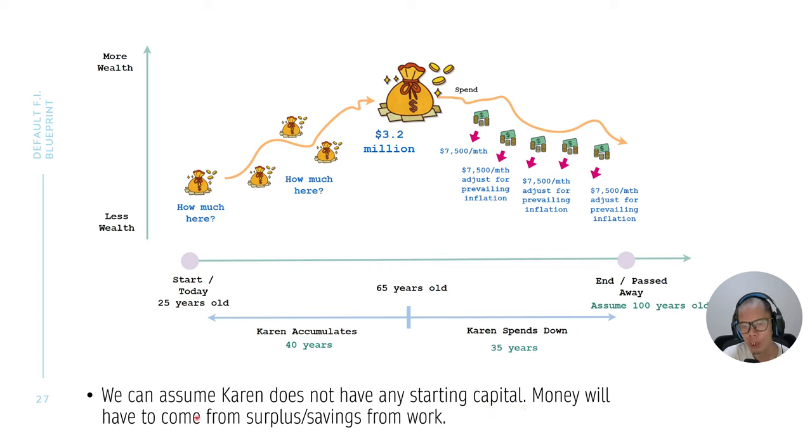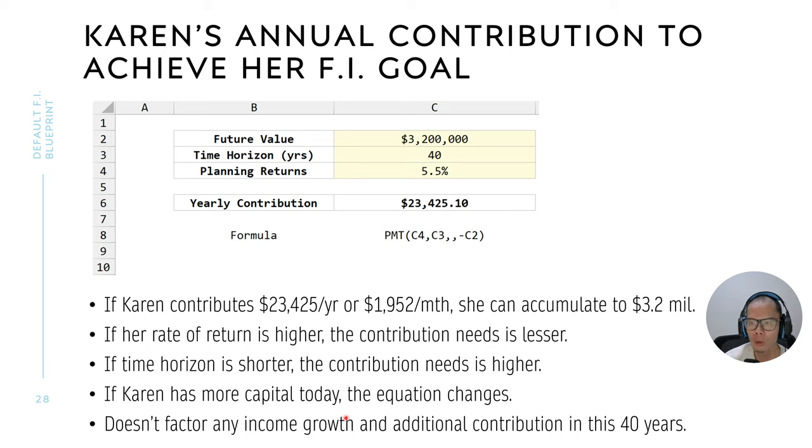Okay, money will have to come from the surplus or savings from work, which is her after-CPF income minus the expenses, and that's the difference. That's the savings. Okay, so if this is Excel, now we're trying to determine the annual contribution. If you go to Excel, there's this PMT formula over here. These are interchangeable. It's called a time value of money formula.